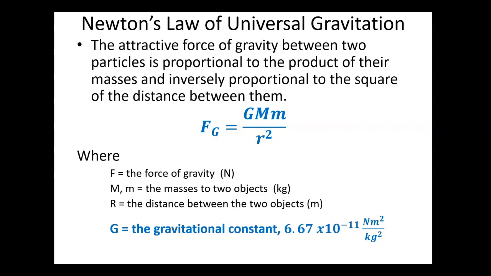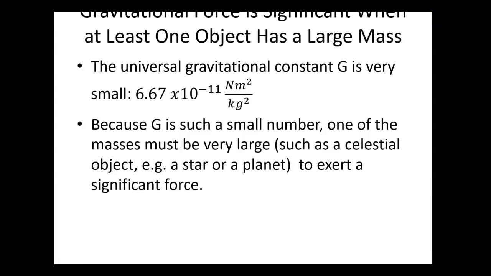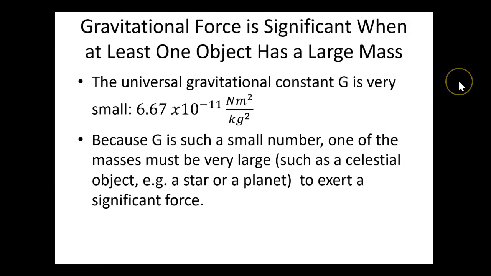The gravitational constant, G, has a value of 6.67 times 10 to the negative 11th. Because that gravitational constant is so small, notice it's times 10 to the negative 11th, that means that at least one of the masses must be very large on a celestial scale, such as a planet or a sun or a star. At least one of those masses must be that large in order for the gravitational force to be a very significant number.